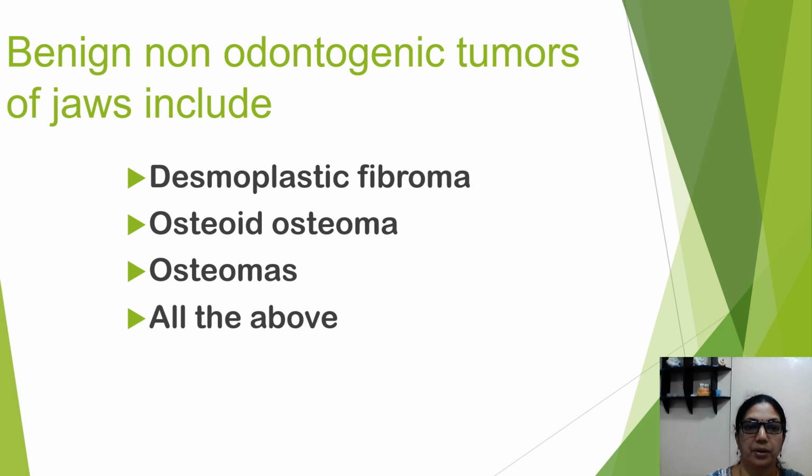Next, benign non-odontogenic tumors of jaws include all this. Now, till now we have discussed all the odontogenic tumors. There are many non-odontogenic tumors that also occur in the jaws. So what are they? Is it desmoplastic fibroma, osteoid osteoma, osteomas, or all the above? As the name indicates, all the three are non-odontogenic tumors. So the answer is all the above. Desmoplastic fibroma, osteoid osteoma and osteoma are benign tumors that present in the jaws but they are not odontogenic.